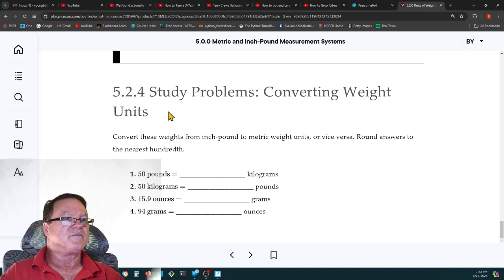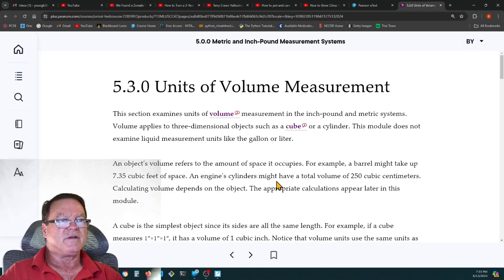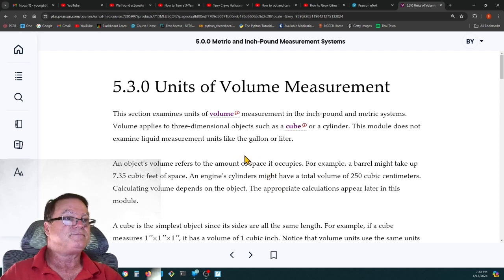Again, study problems, 5.2.4, I'm not going to do the study problems. Go over it. If you have any difficulty, check with your instructor or write in the comment section. I'll try to get back with you if you're having difficulty.